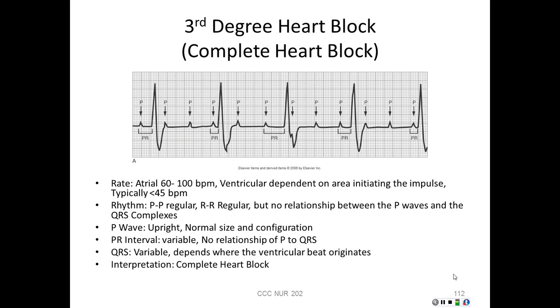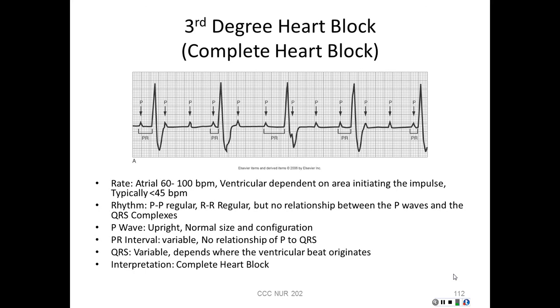With a complete heart block, there's absolutely no electrical connectivity between the SA node and the ventricles. Everything is being stopped at the AV node. So the AV node is stopping everything that's going through and is at that point controlling the rate of the heart. So a complete heart block is exactly what it is. There's a complete blockage of the electrical activity coming from the SA node going down to the ventricles.